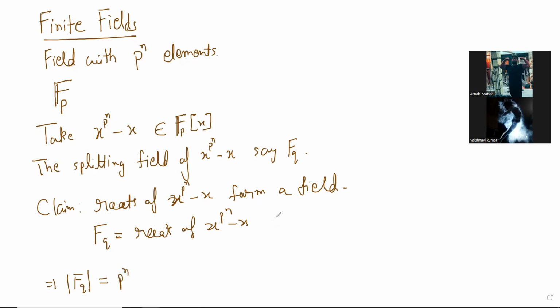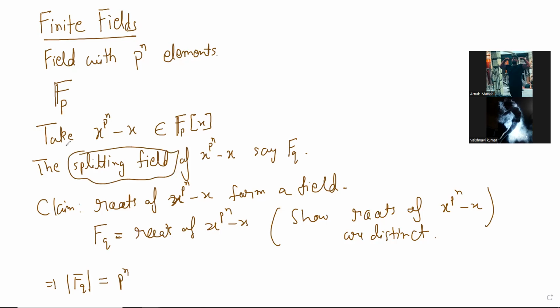Here you have to just check. You have to show the roots are distinct. That I will not do. You just do it later, right? You can check that the roots of x are distinct. Try to show this, and then it's done. You have your field. This also I can do, but it's not today.